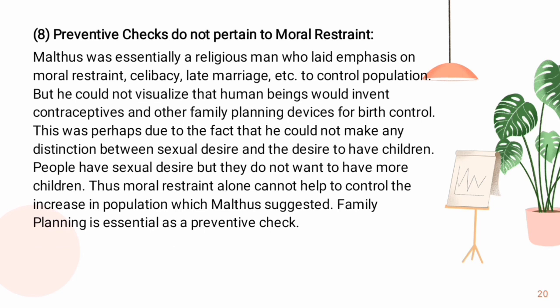So number 8, preventive checks do not pertain to moral restraint. So Malthus was essentially a religious man who laid emphasis on moral restraint, celibacy, late marriage, etc. to control population. But he could not visualize that human beings would invent contraceptives and other family planning devices for birth control. This was perhaps due to the fact that he could not make any distinction between sexual desire and the desire to have children.